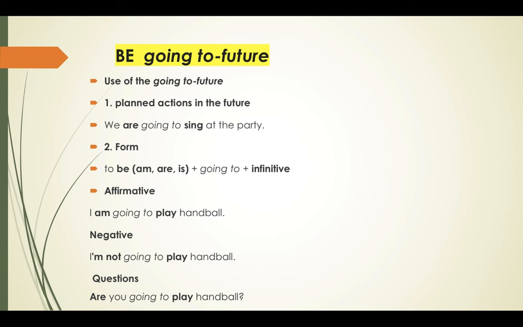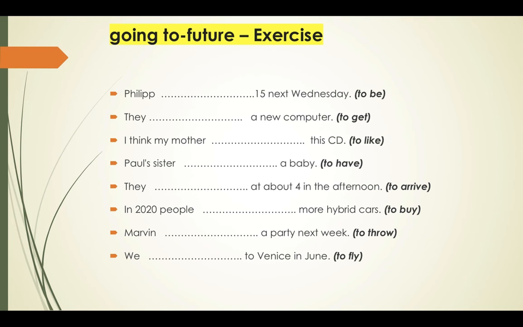Here we have an exercise. We are going to conjugate these verbs with going to in future. We have: Philip 15 next Wednesday. It means Philip is going to be 15 next Wednesday. We are going to apply the rules of affirmative, negative or question form.